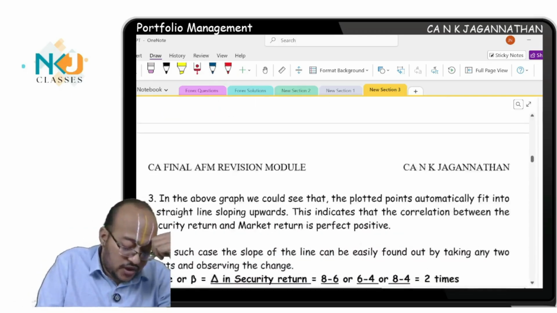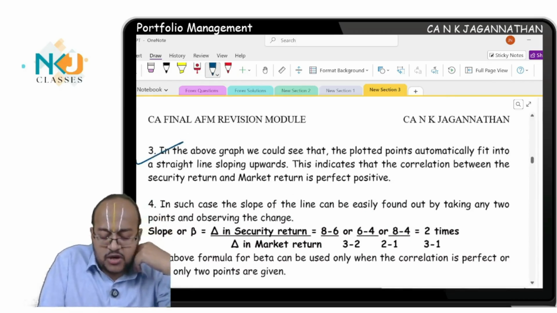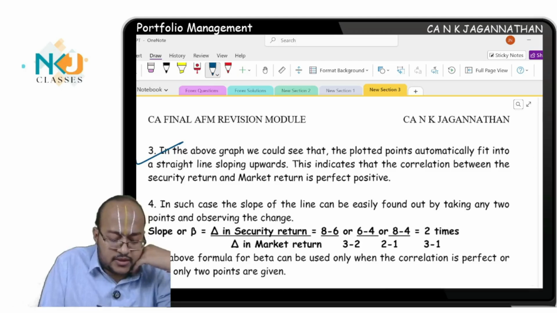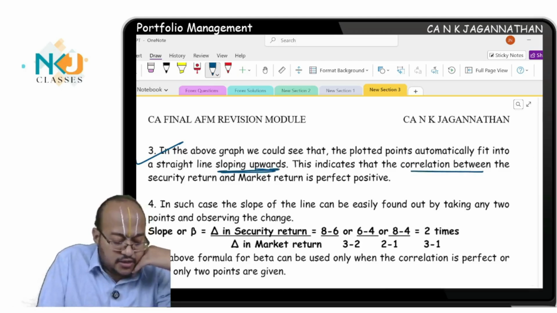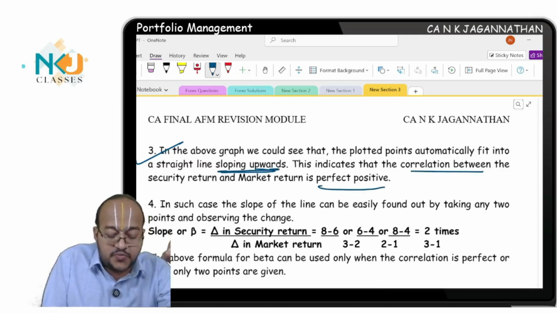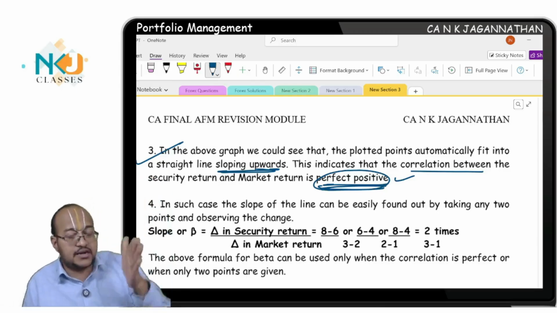Now, a very important observation. In the above graph, we could see that the plotted points automatically fit into a straight line sloping upwards. This indicates that the correlation between the security return and the market return is perfectly positive. The first observation is that it falls in a straight line.